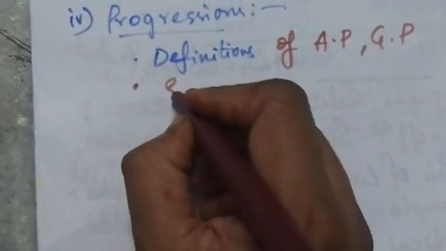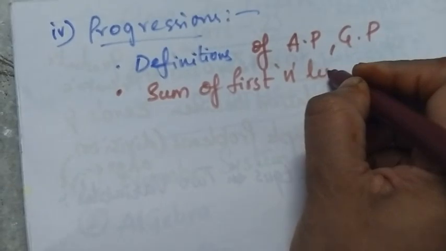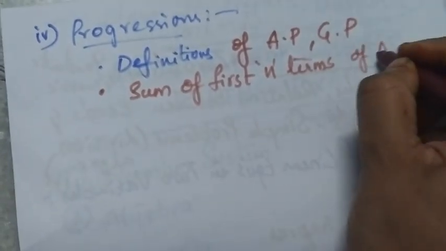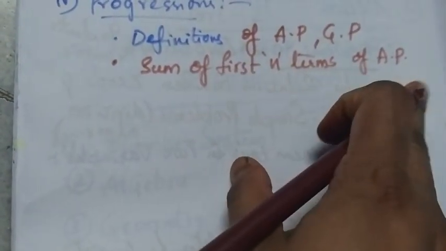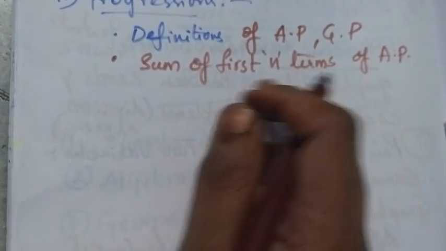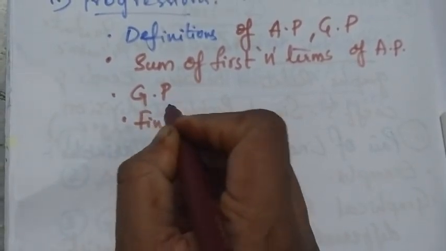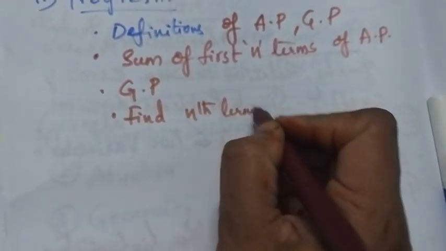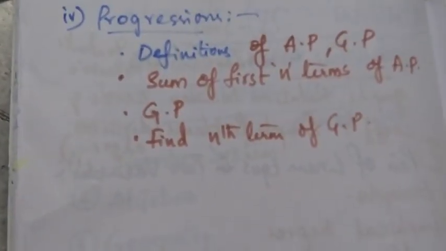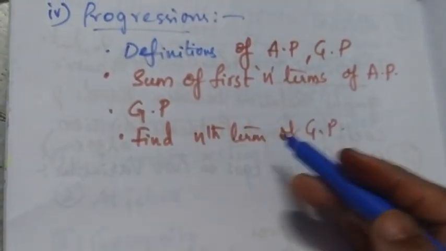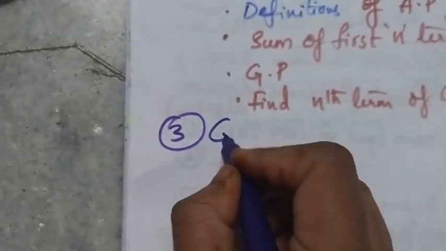What is the sum of the first n terms of AP? Remember all of it if you have completed your preparation: the sum of the first n terms of AP, and in geometric progression, finding the nth term of GP. This is also geometric progression. Based on this, we have some problems on the sum of the first n terms of AP and the first n terms of GP.